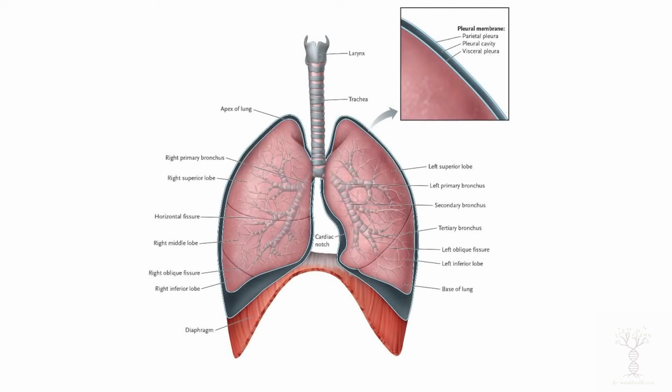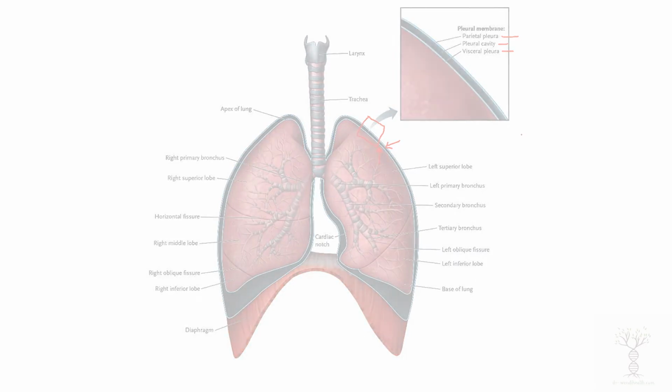So if we zoom into a section of the lungs and just look at the pleura that surround it, we have a visceral pleura that surrounds the lungs. Viscera means organs. And then on the outside, covering the inside of the thoracic cavity, is our parietal pleura. And then in between there, filled with fluid, is our pleural cavity.